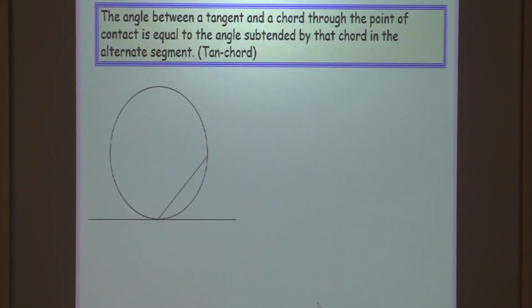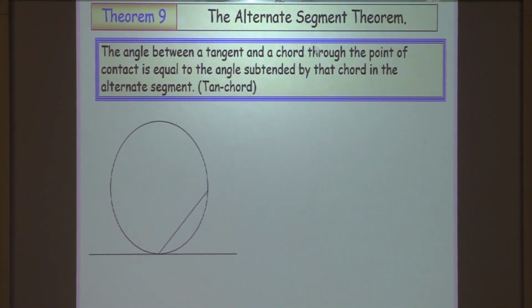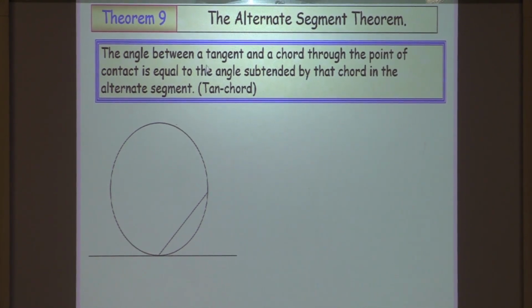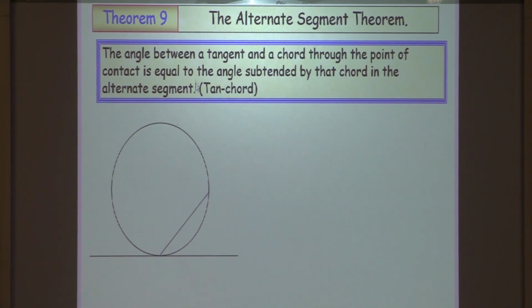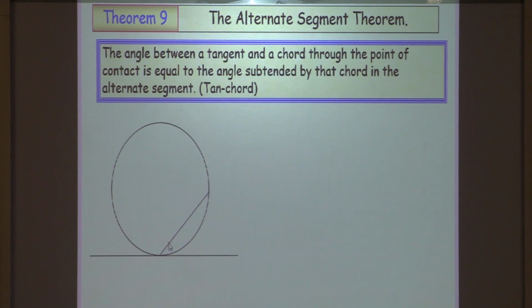Alternate segment theorem, which is the tan-chord theorem. The angle between a tangent and a chord through the point of contact is equal to the angle subtended by that chord in the alternate segment. We abbreviate all this by tan-chord theorem. This is a chord, this is a tangent.